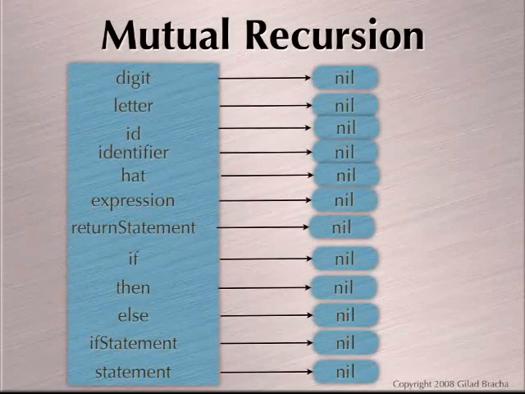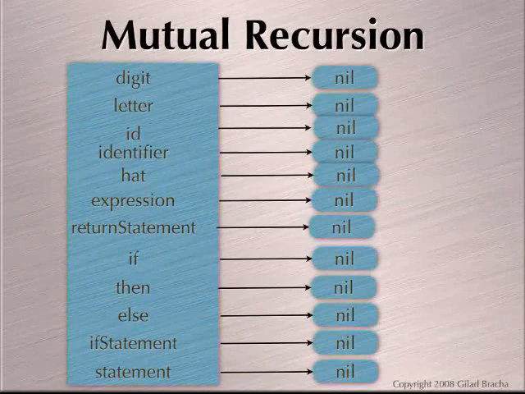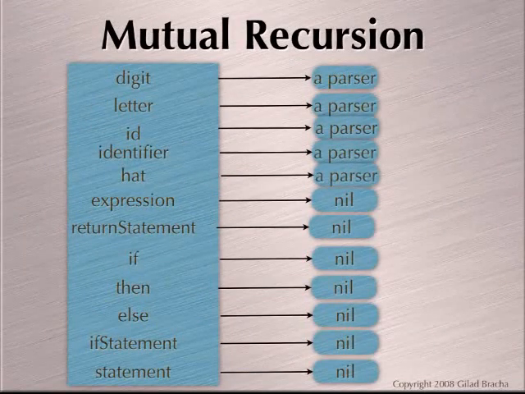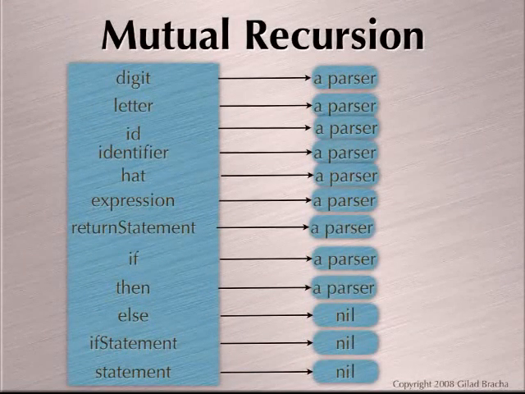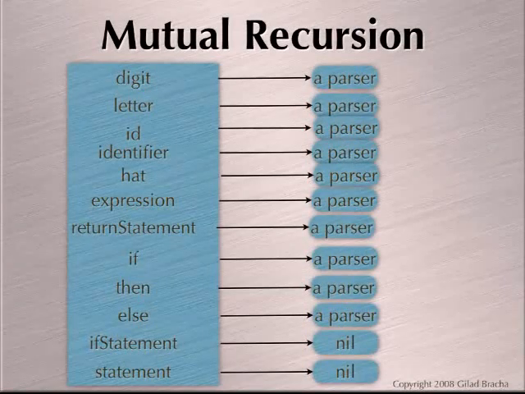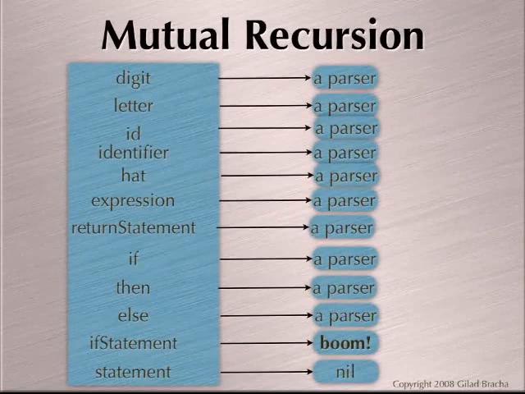But if we do this, it seems that we go ahead, we fill up the slots with parsers as we go along. And eventually we're here, and we're going to ask the statement to build a parser. And it'll call statement to get this thing, but statement isn't initialized yet, so it's nil, and bad things might happen. So what do you do about this?